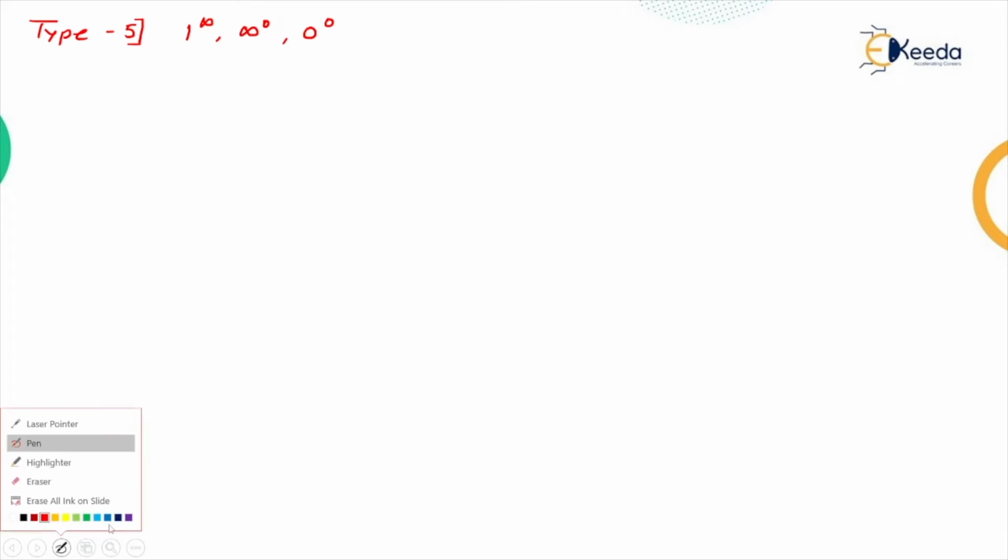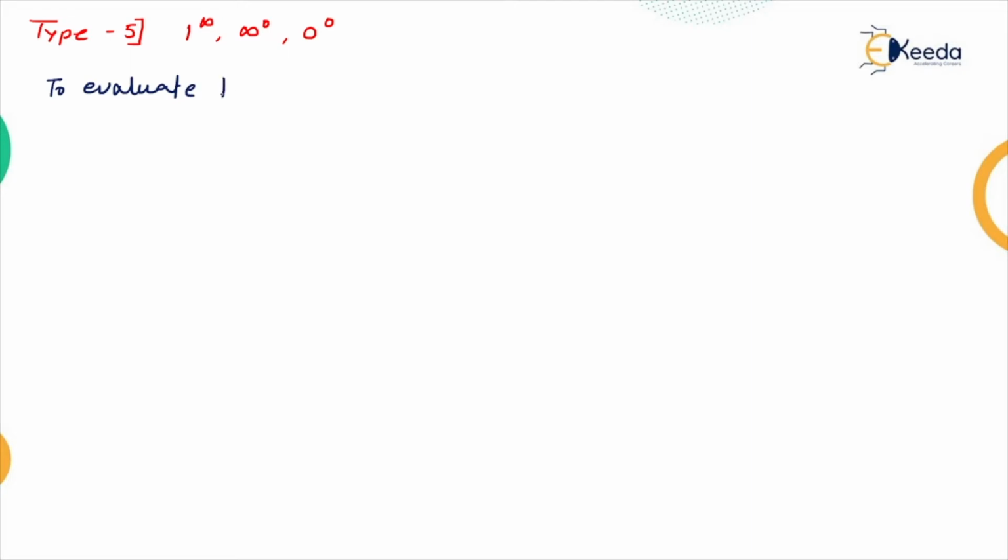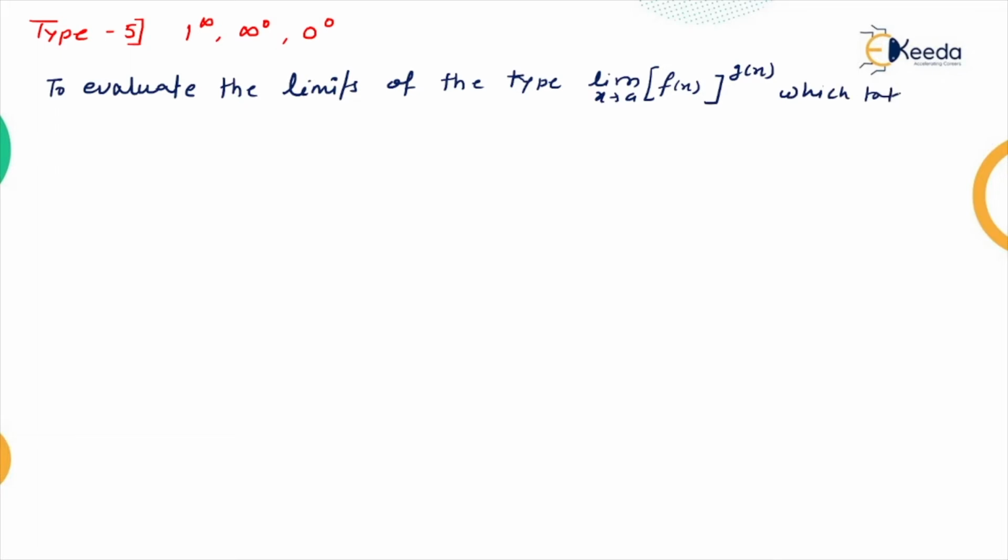Now in this type, to evaluate the limits of the type limit as x tends to a, f of x to the power g of x, which takes any one of the above forms. For f of x, it must be greater than 0.